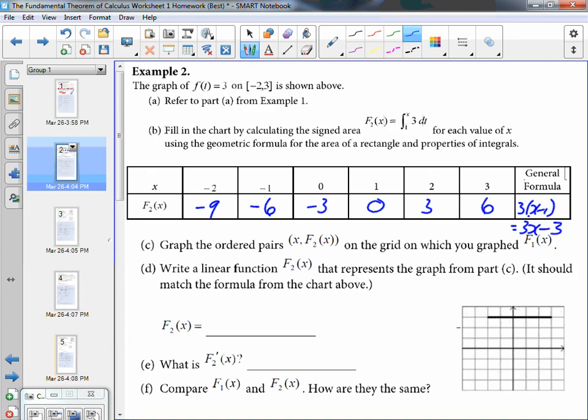All right, so we've got that. Write a linear function for capital F of x that represents the graph, and it says it should match the formula from the chart above. So capital F of x equals, and then I think I would rather write this as 3x minus 3, because it looks linear that way.